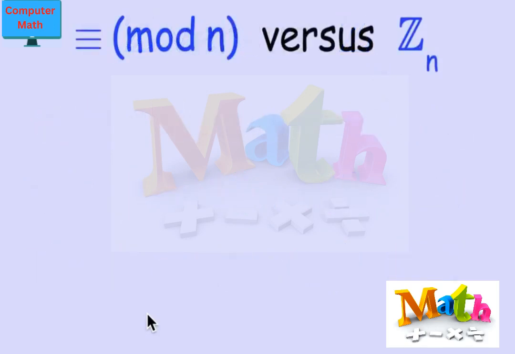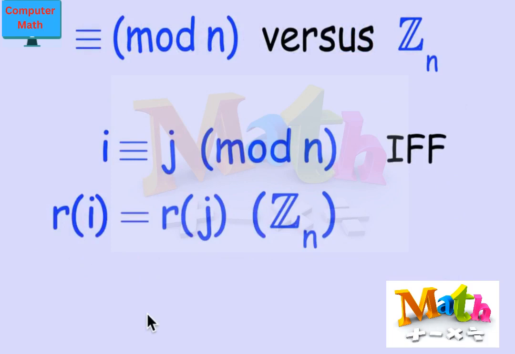Okay. What's the connection between equivalence mod n or congruence mod n and Zn? Well, it's fairly simple. In Zn, we convert congruences into equalities. So i is congruent to j mod n if and only if r of i is equal to r of j in Zn. And this is just a rephrasing of the fact that two numbers are congruent if and only if they have the same remainder.